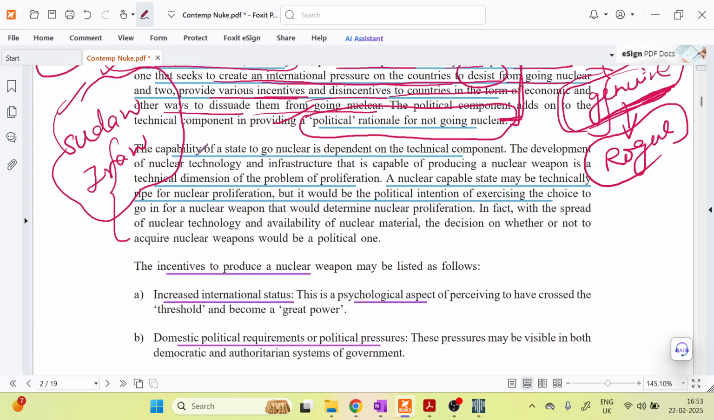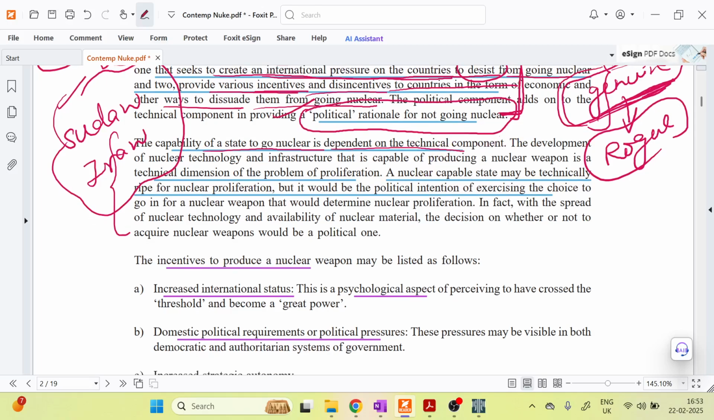Then the third paragraph: the capability of a state to go nuclear is dependent on the technical component. The development of nuclear technology and infrastructure that is capable of producing a nuclear weapon is the technical dimension of the problem of proliferation. A nuclear capable state may be technically ripe for nuclear proliferation, but it would be the political intention of exercising the choice to go in for a nuclear weapon.